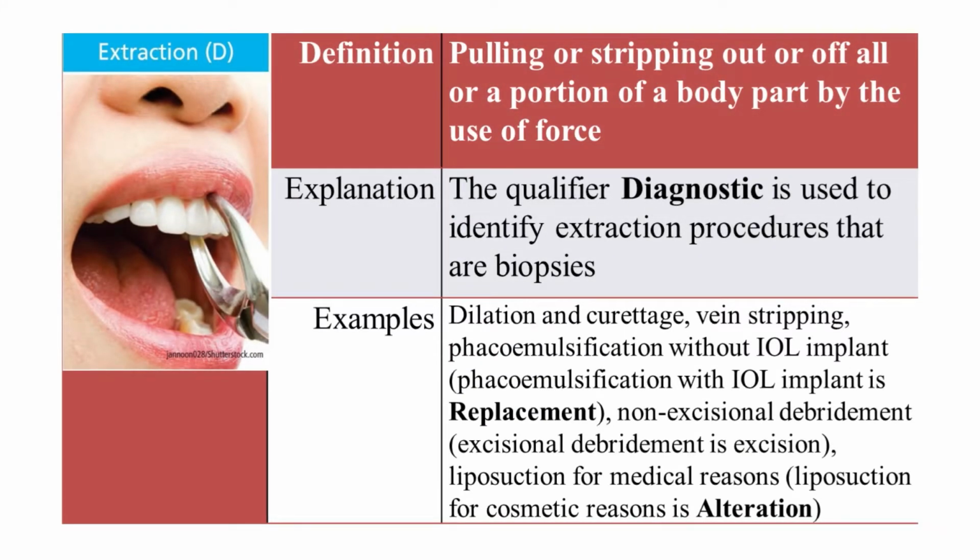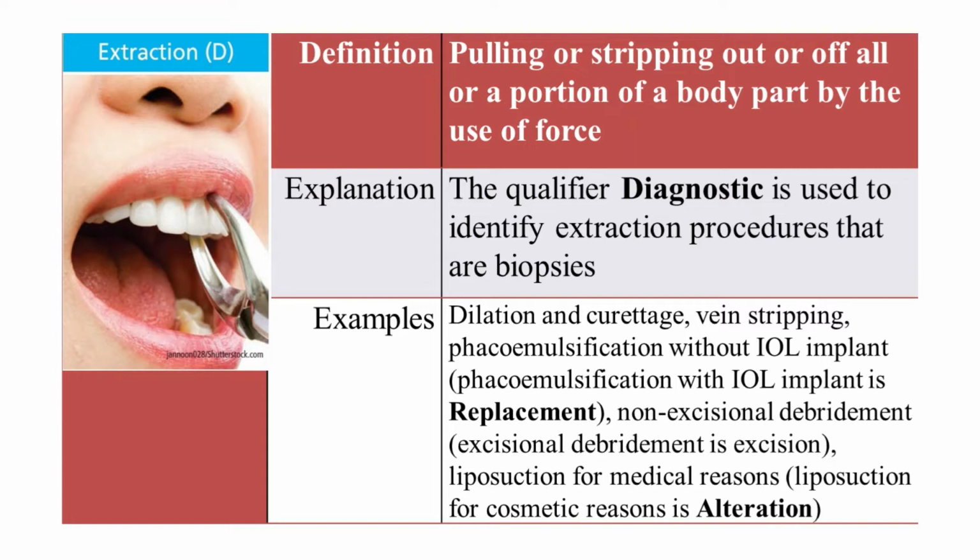Now, extraction is defined as pulling or stripping out or off all or a portion of a body part by the use of force. So, forcibly pulling off or stripping out is extraction. Extraction is coded when the method used to take out the body part is actually pulling or stripping only. Minor cutting, such as during vein stripping procedures, is generally included in the extraction if the objective of the procedure is met by pulling or stripping.